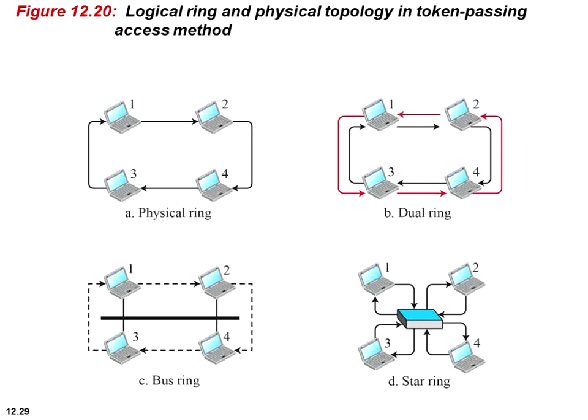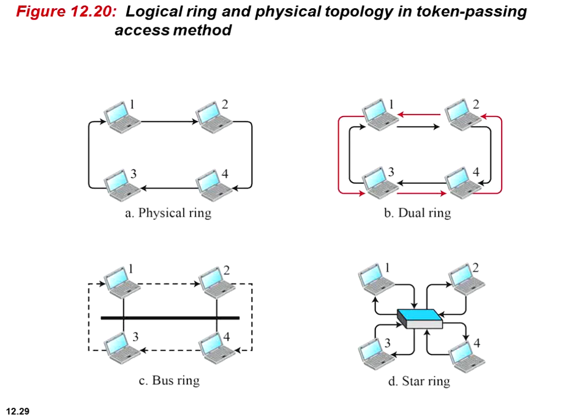Now second is dual ring. In dual ring topology, it uses a second ring which operates in the reverse direction compared with the main ring. The second ring is for emergencies only. Now next is bus ring. In bus ring topology, also called token bus, the stations are connected to a single cable which is called bus. It makes a logical ring because each station knows the address of its successor.